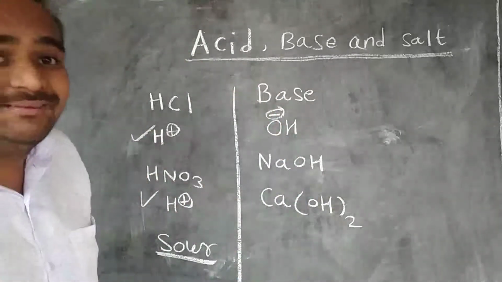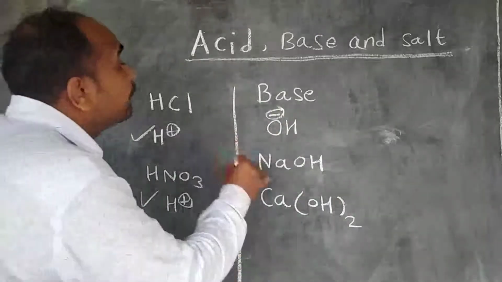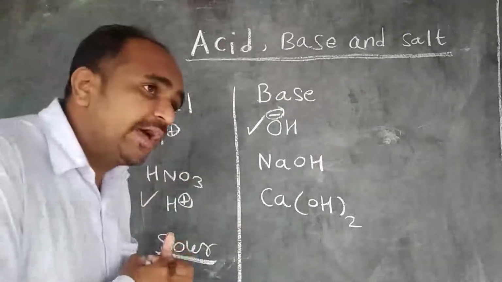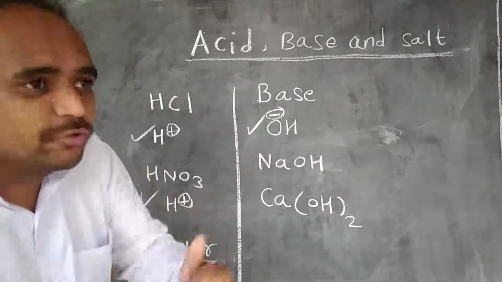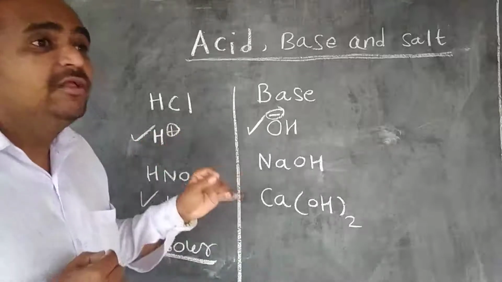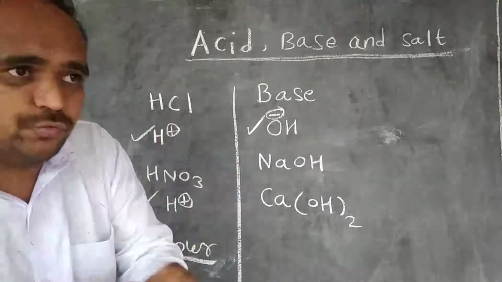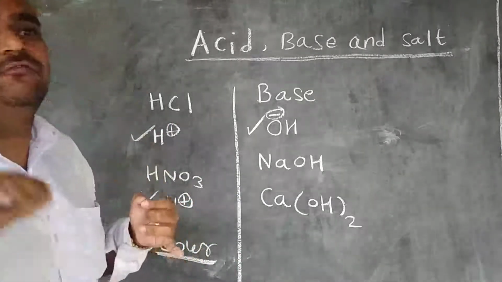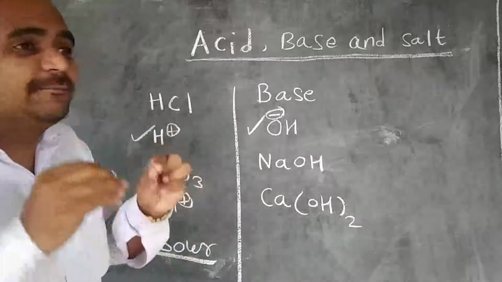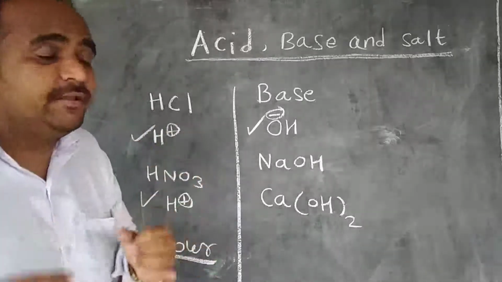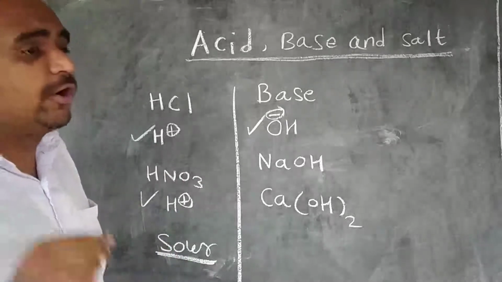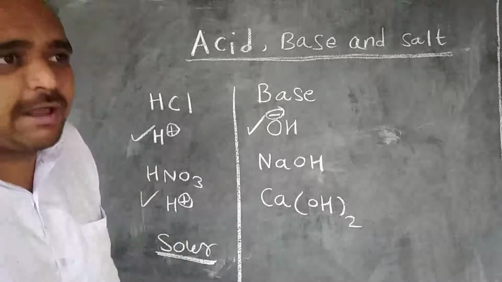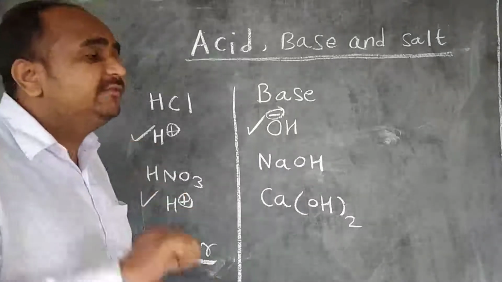So the property of base is that base contains OH minus ion. Daily life examples of base are baking soda and washing soda, which contain bases. The chemical name of washing soda is sodium carbonate, and the chemical name of baking soda is sodium bicarbonate.